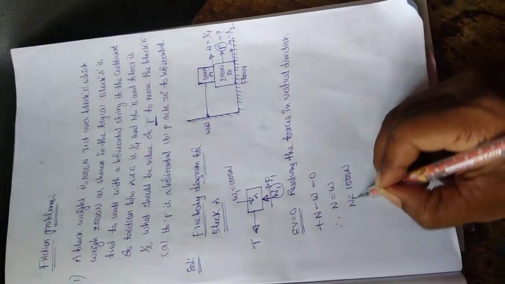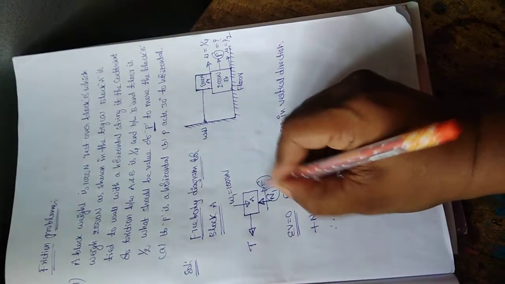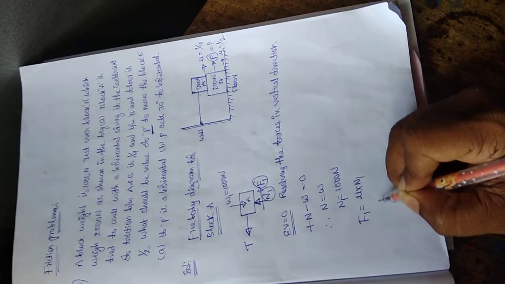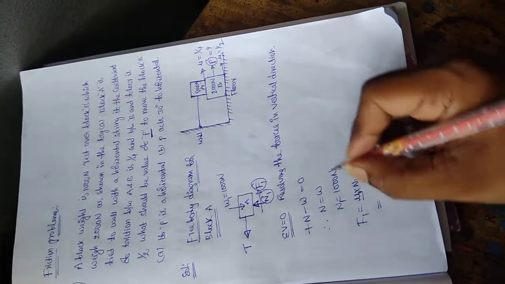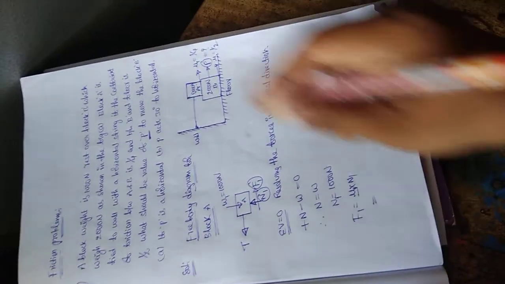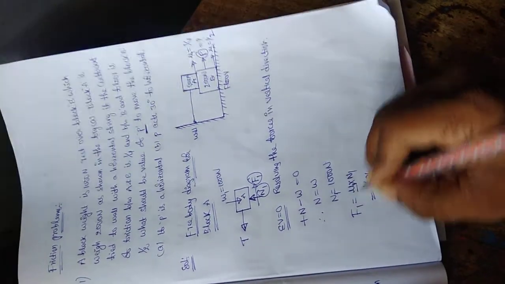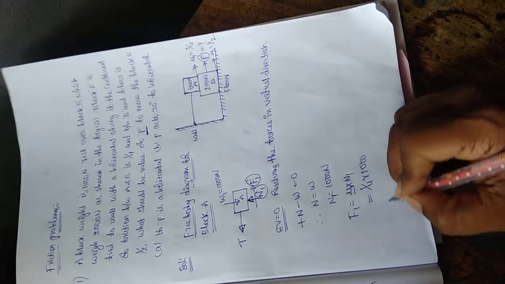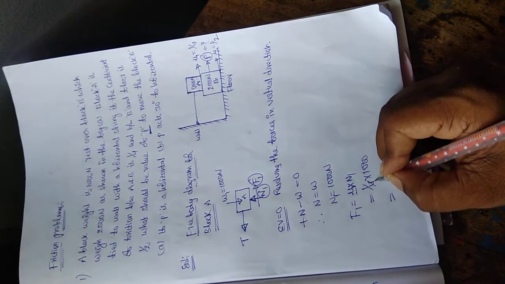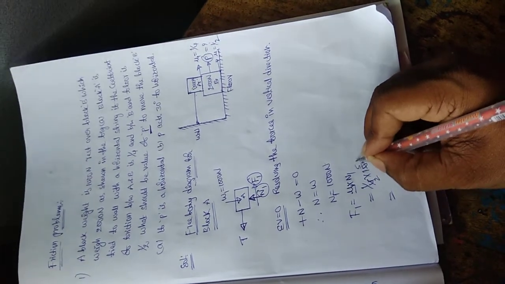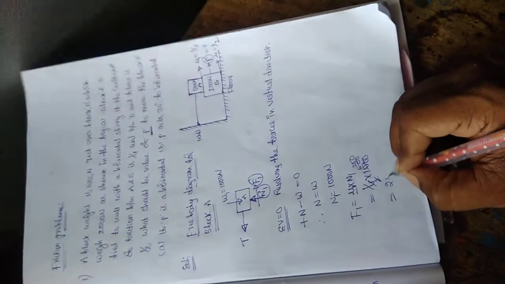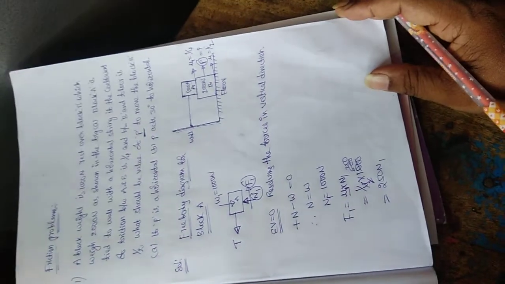We have got the first force N1, and now we are trying for F1, the frictional force. F1 is equal to mu1 into N1. Mu is nothing but the coefficient of friction for F1. The coefficient of friction which has been given here is mu1 is equal to 1 by 4, and N1 is equal to 1000. Therefore we are getting the F1 value is equal to 250.